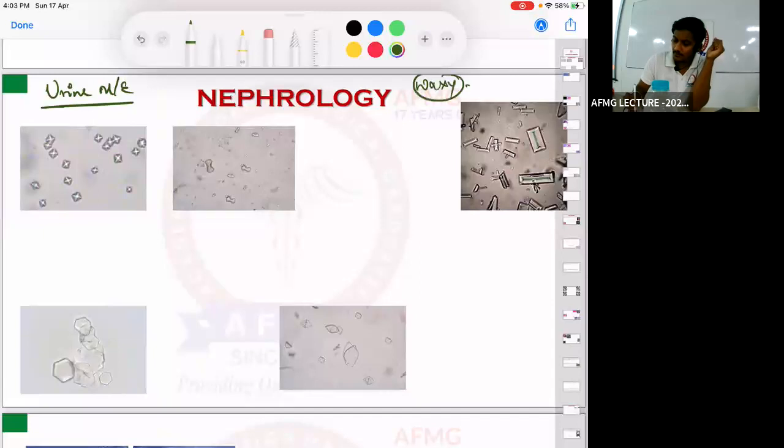in chronic renal failure. Waxy casts are seen in chronic renal failure. Okay, no issues with this. Okay. Now moving to the next one.